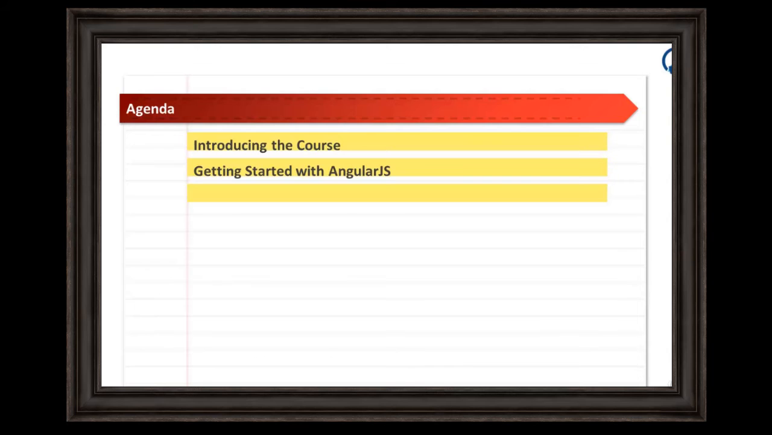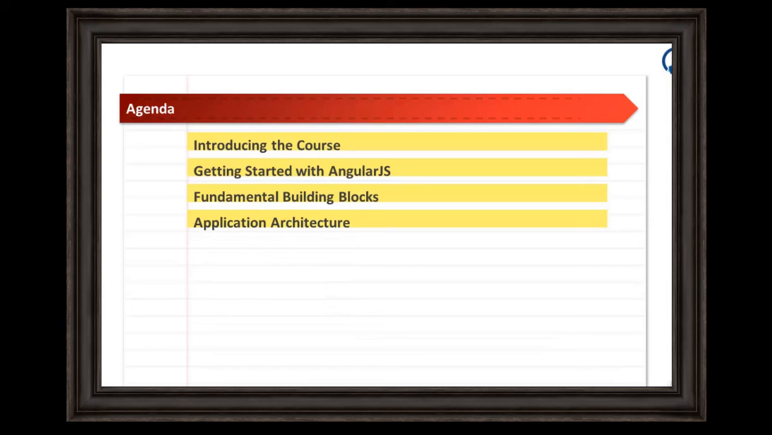After this getting started session, we'll see the fundamental building blocks of AngularJS, which are known as filters, directives, and data binding. These are the basic concepts while developing web applications in AngularJS. So these are very basic and important points in AngularJS. After that, we'll see the application architecture, and how you can build an application with a model view controller.